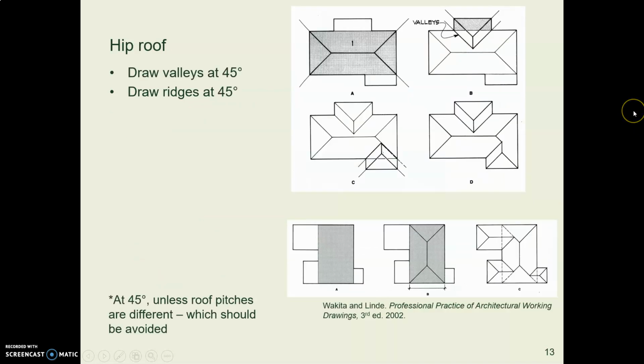Here's a little bit more complex hip roof, but still you can see all those lines are 45 degrees. That's almost always true unless we're doing something weird, and we don't want to do things that are weird with our roof framing. So we'll have nice perpendicular gables, and we'll have nice 45-degree lines.